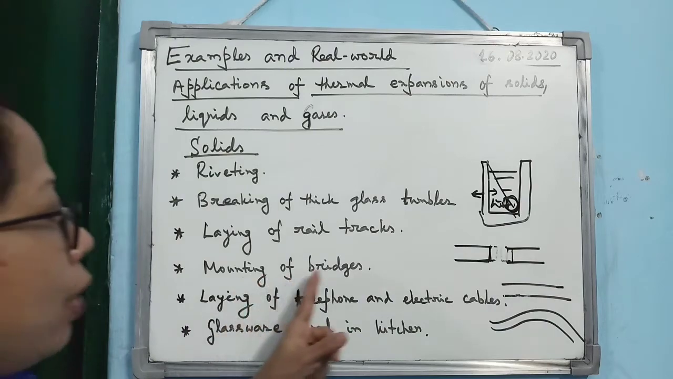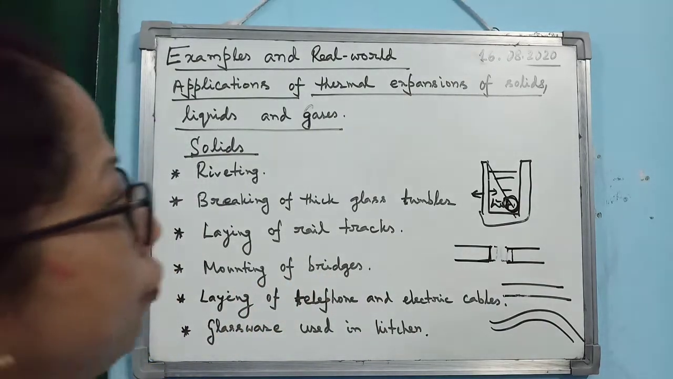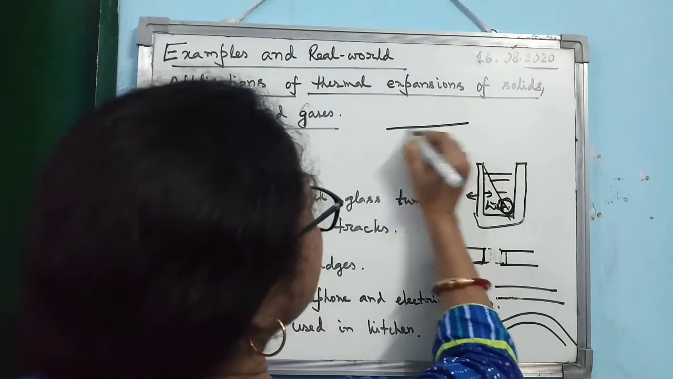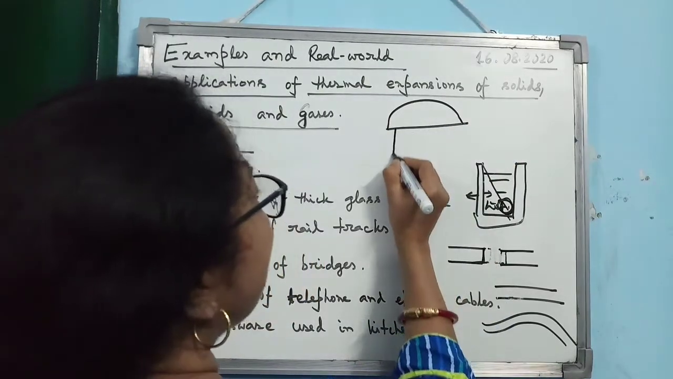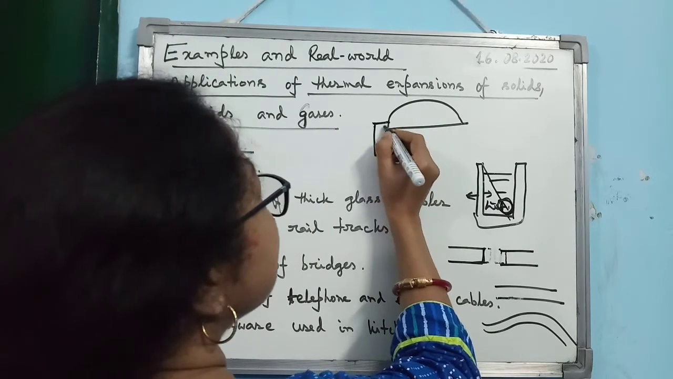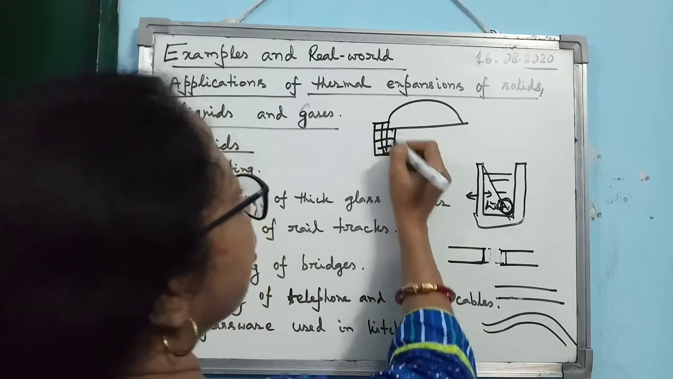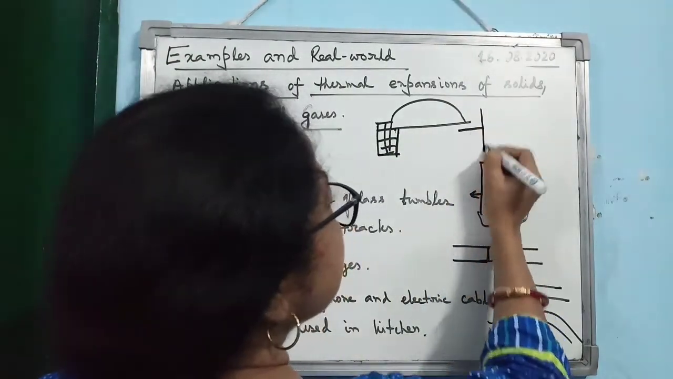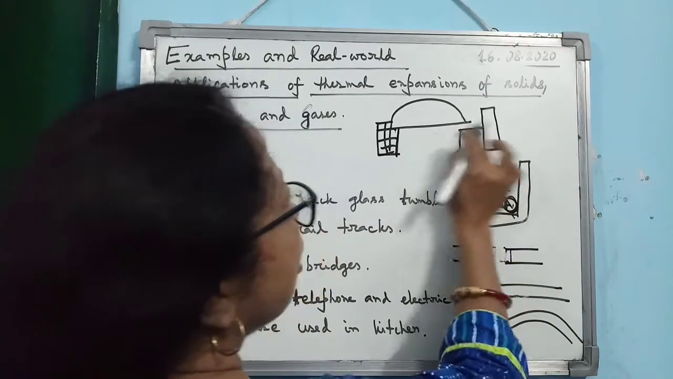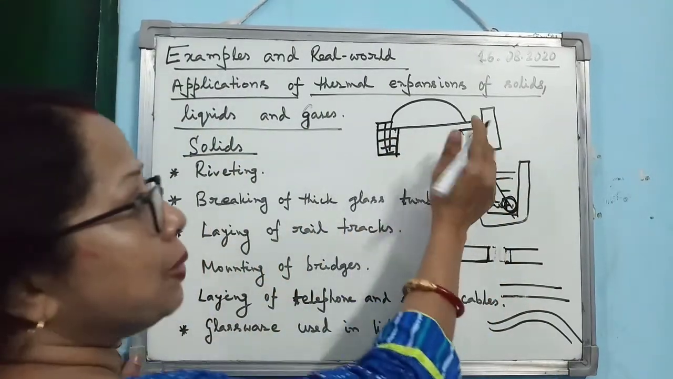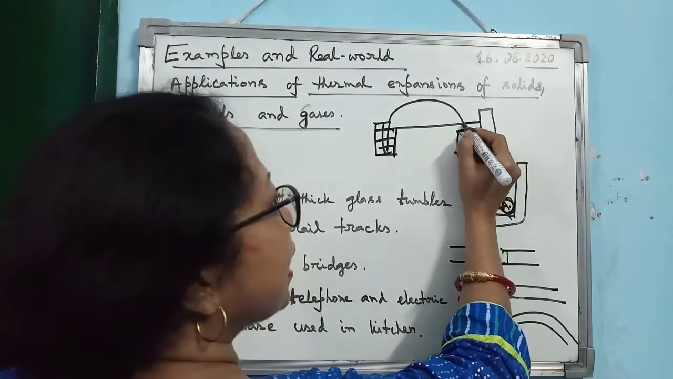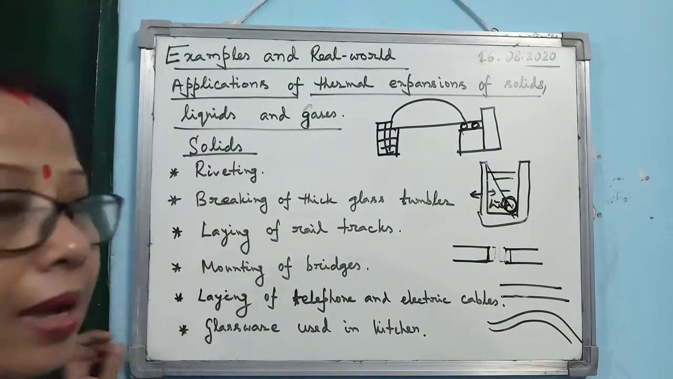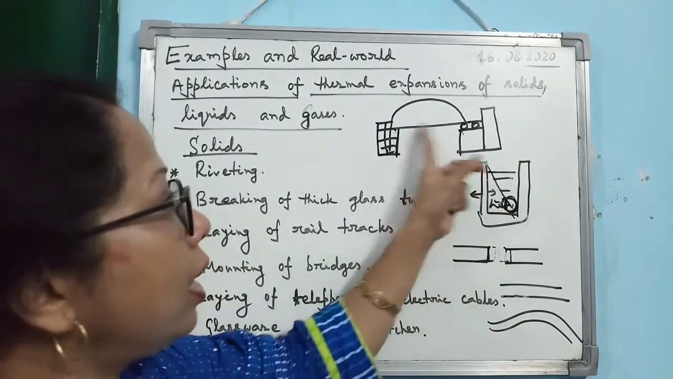Then next one, mounting of bridges. If you consider mounting of bridges, suppose this is the bridge. You will see one end of the bridge is tightly packed with the concrete pillar. But at the other end, it is not tightly packed with the pillar, rather a gap is kept, and 2-3 wheels are kept below the bridge.